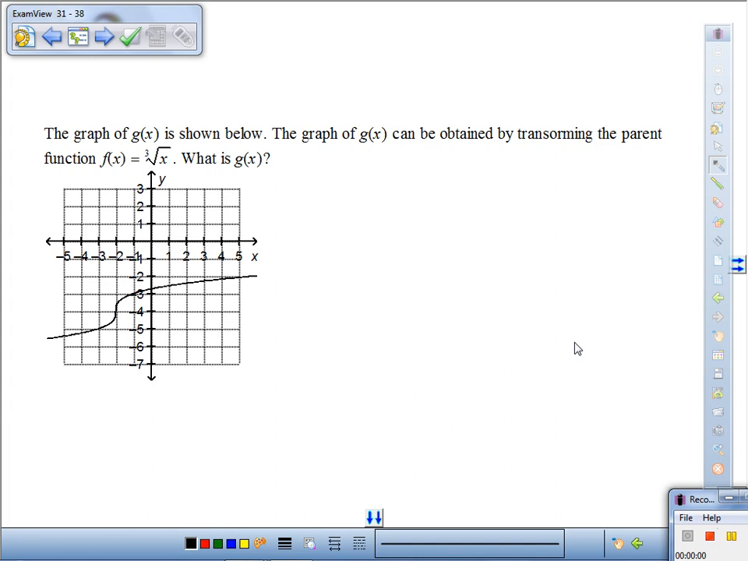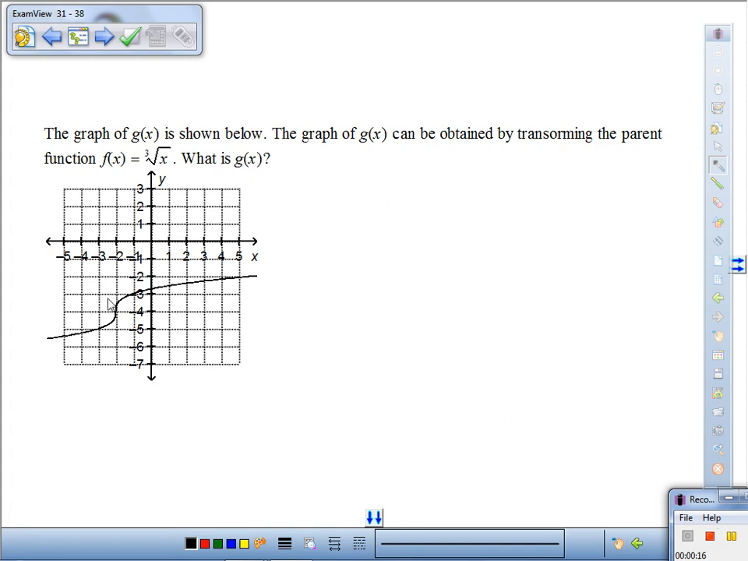All right, here we go. This is number 31 from the third quarter study guide. This is where we left off, and it says, the graph of g of x is shown below. The graph of g of x can be obtained by transforming the parent function of f of x equals cube root of x. What is g of x?